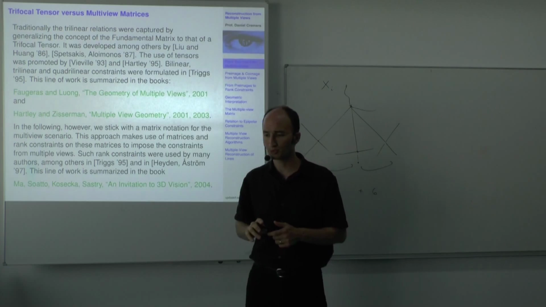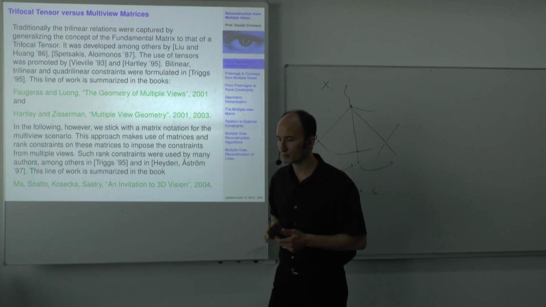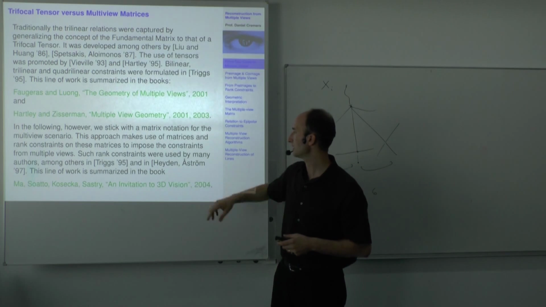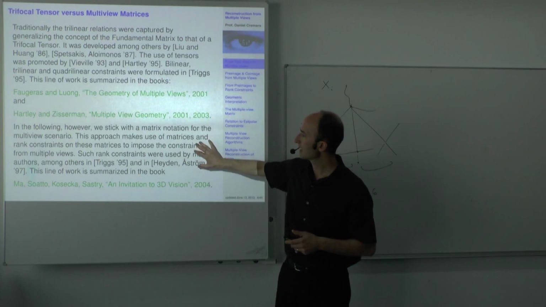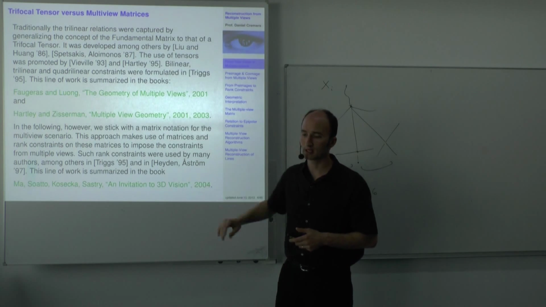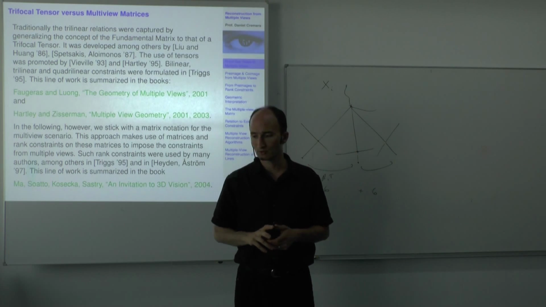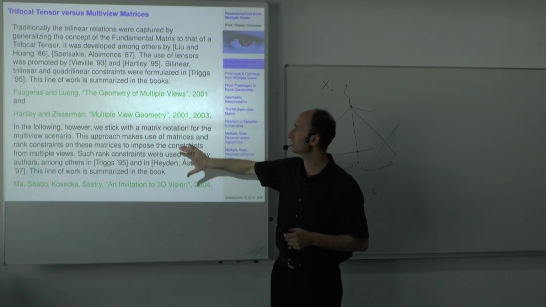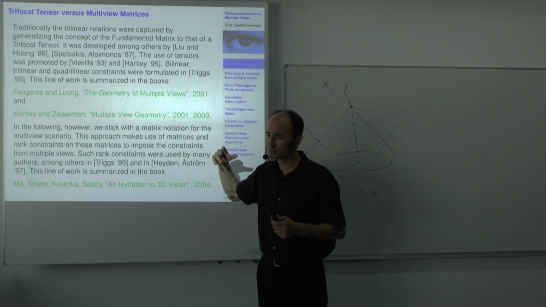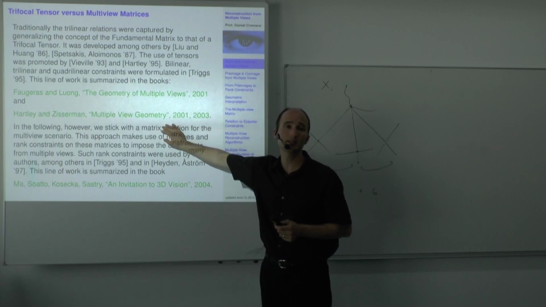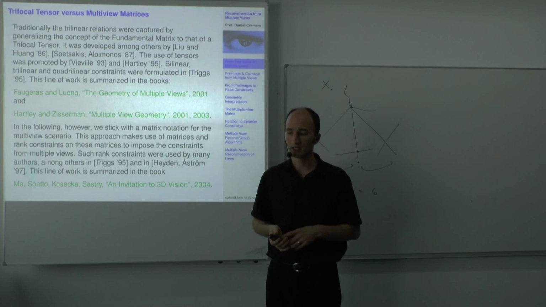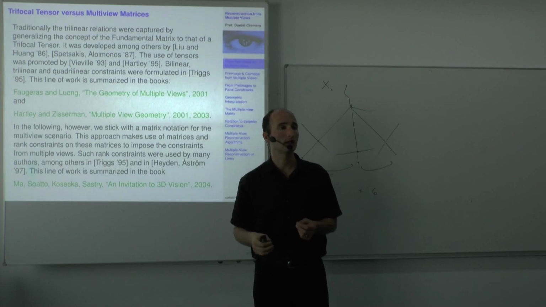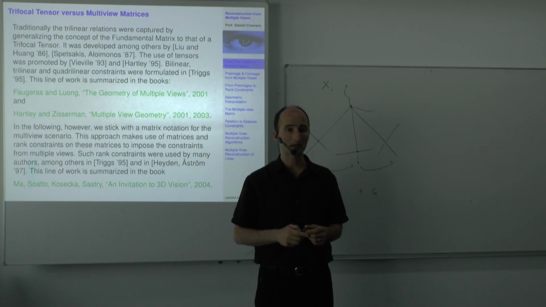So we can actually stick with matrices, and this is the approach that we will pursue in this class. It is an approach that was proposed by a number of people, among others by Bill Triggs as well, by Heyden and Åström. And this line of work is the basis of the Ma-Soatto-Košecká-Sastry book. And so the difference is that we can stick, to a certain extent, with matrices and with the formalism that we know. And then instead of having an epipolar constraint, we will have constraints on the rank of matrices.